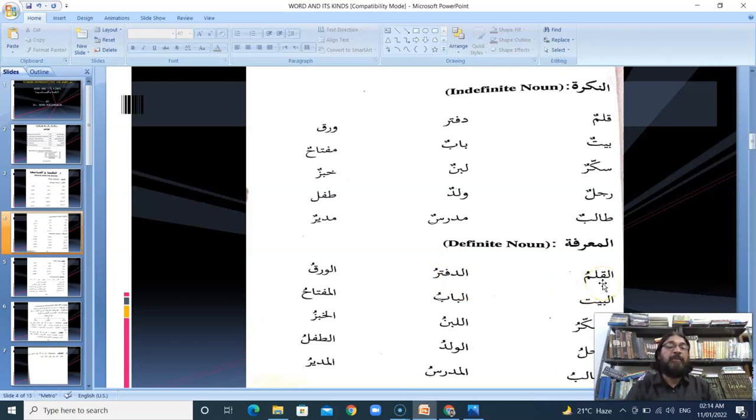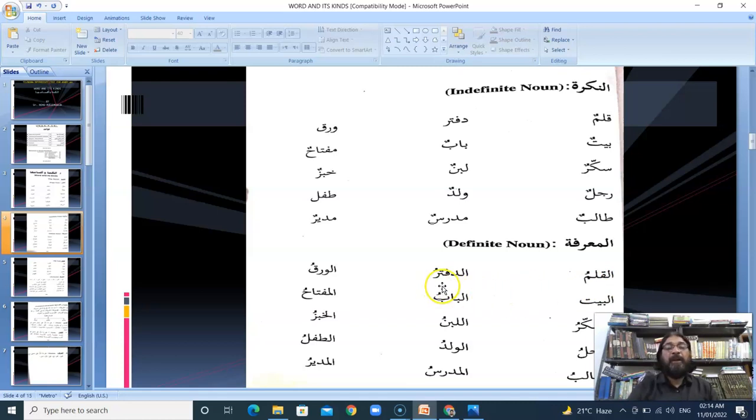So al-qalamu, the meaning will be changed. Here qalamun, a pen, but if you say al-qalamu, the meaning will be changed, the pen. And after prefixing alif lam, there will be only a single pesh on the last letter of the word.